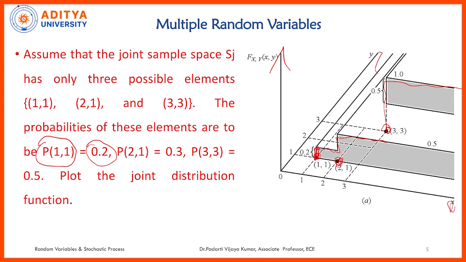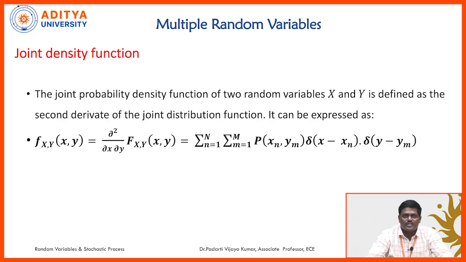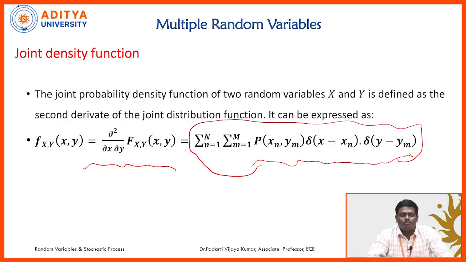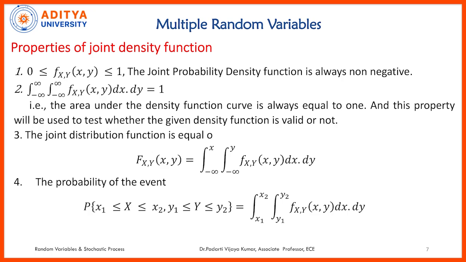Here is the x axis, here is the y axis, and this represents the amplitude, in the sense the probability value of F_XY(x,y). We have also seen in the earlier session the definition of joint density function. The joint density function is the derivative of the distribution function. It also can be expressed as a sum of shifted versions of impulse function. This we will use in the problems. To represent the joint density function, we use this representation. We also use different properties of joint density function in practical problem solving.